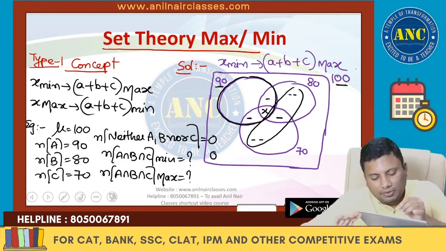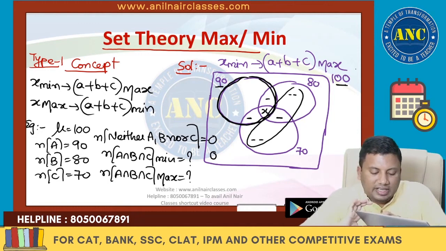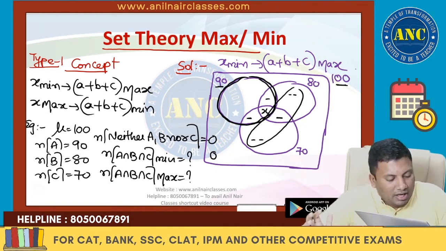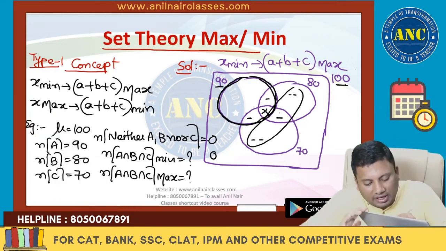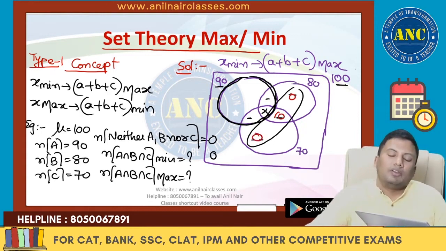Do you agree with me? This entire circle is 90. Outside it is 100. Remaining 3 should give me 10. Are you all with me? But I want that middle value to be maximum. So I will give 10 here. I will keep 0 and 0. Are you all with me?